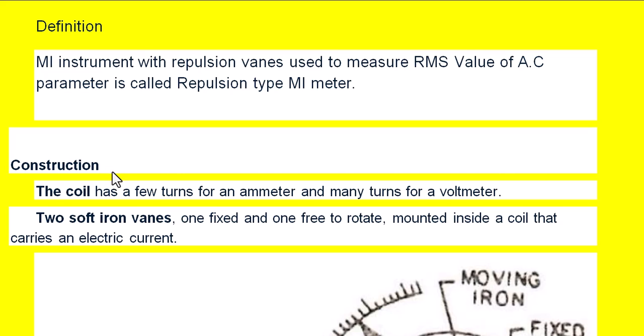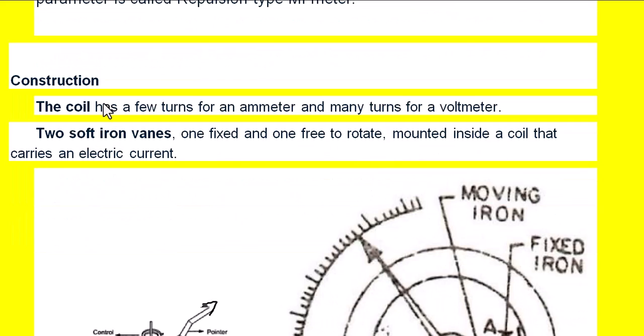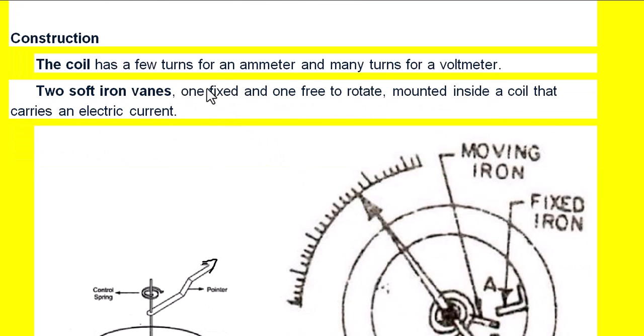In this instrument, basically there are two major components. One is called the fixed coil, the other is two soft iron vanes. So in the two iron vanes, one is fixed to the body of the iron over which the coil is wound. The other is connected to the spindle of the meter, which is called the movable vane.